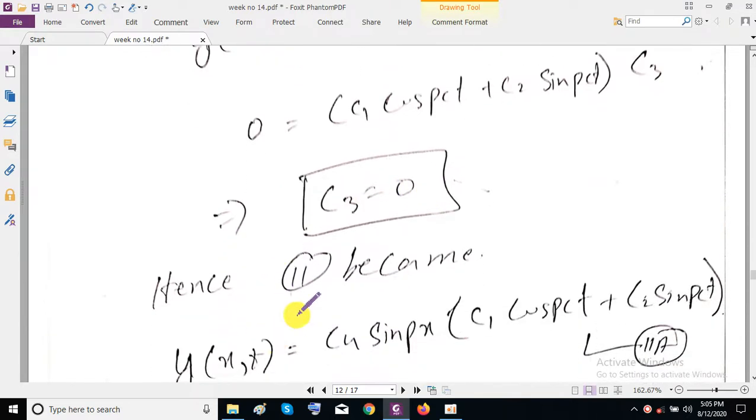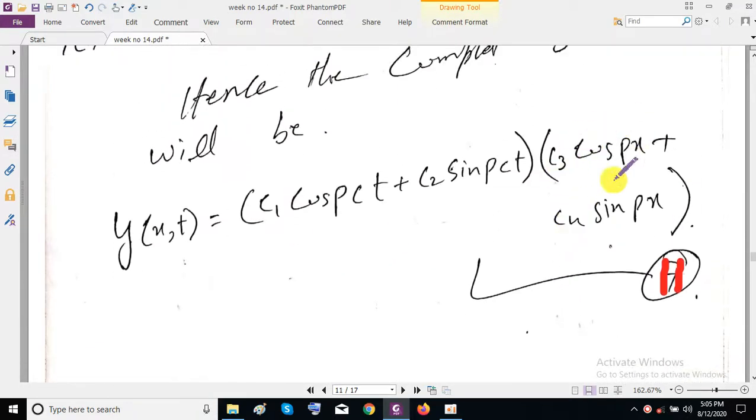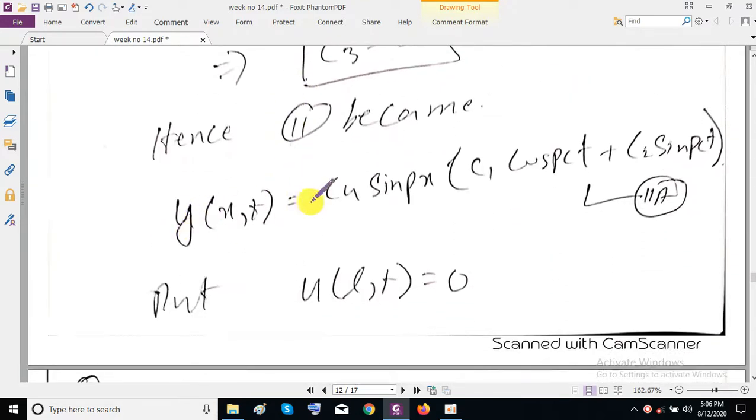Hence equation 11 becomes, if we put this c3 as 0, then this total term becomes 0, and this equation 11 will become like this one: y of x,t is equal to c4 sin px times (c1 cos pct plus c2 sin pct), and we call this equation 11a. Okay, now put the next initial condition, which is y of L, t equal to 0.